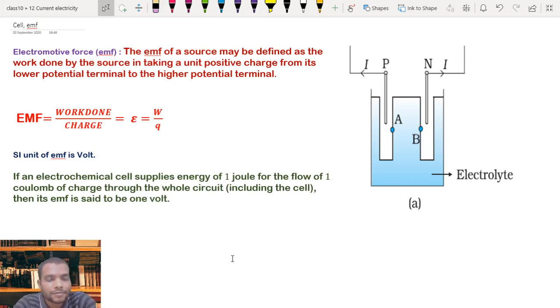Hello everyone. So in my previous concept I discussed electromotive force. Electromotive force is defined as the work done by the source in taking a unit positive charge from its lower potential to higher potential. Its SI unit is volt. So how do we measure the EMF of a cell?